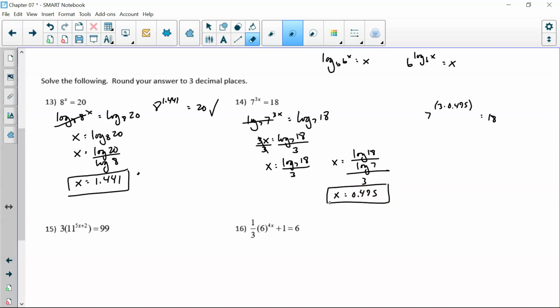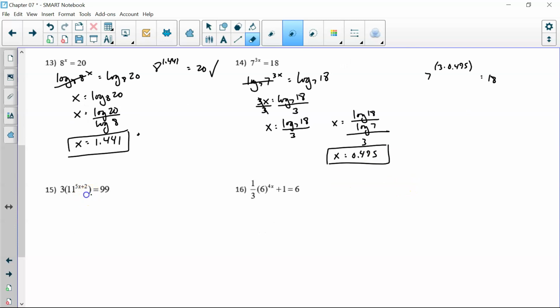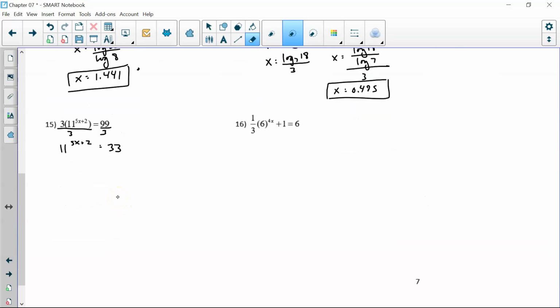For number 15, you want to isolate the exponential first. Start by dividing both sides by 3. 11 raised to the 5x plus 2 equals 33. Now you want to undo the exponential using the log base 11, because that's the base of the exponential, of 11 to the 5x plus 2 equals the log base 11 of 33.